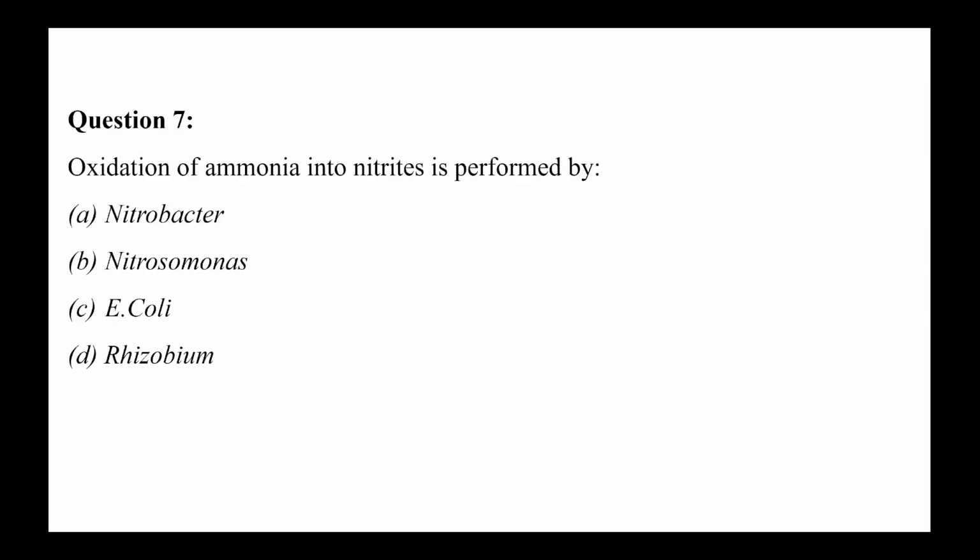Moving on to the next question, question number 7. Oxidation of ammonia into nitrites is performed by option A, Nitrobacter; option B, Nitrosomonas; option C, E. coli; and option D, Rhizobium. Oxidation of ammonia into nitrites is performed by Nitrobacter, Nitrosomonas, E. coli, and Rhizobium.